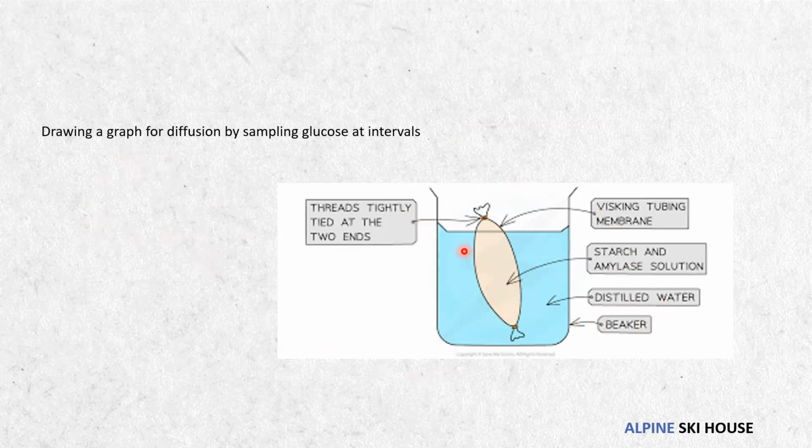So what you do is the first sample you take is from this distilled water, you perform the Benedict test on it, and then you say, okay, so now I've checked my control, it comes out blue, which means I can proceed with taking samples at 0, 30, 60, and so on seconds.